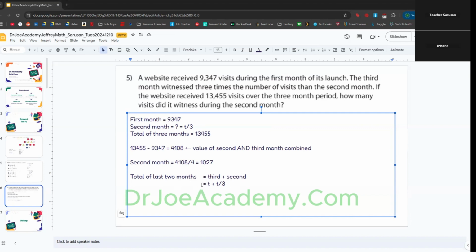This, as we already know, is 4,108. All right. So now this is our equation. This is what we want to work with. We want to find t. After we find t, we plug it into this to find the second month. So how do we find t?